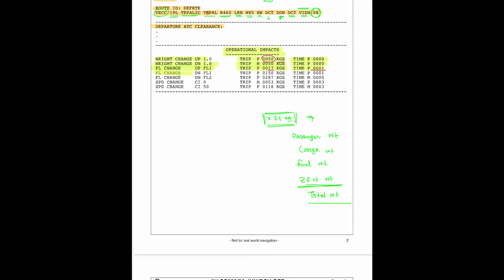If we are down flight level 1, cruising 1000 feet below, then the trip will take 150 kgs more. The lesser the altitude, the greater the fuel burn. Remember this. It will consume approximately 150 kilos extra fuel, and the time will be 1 minute greater.